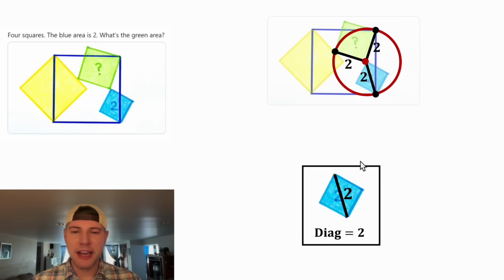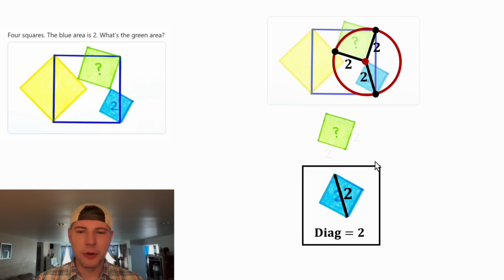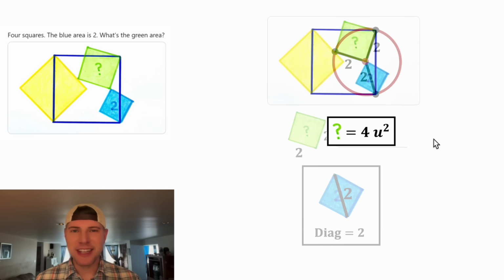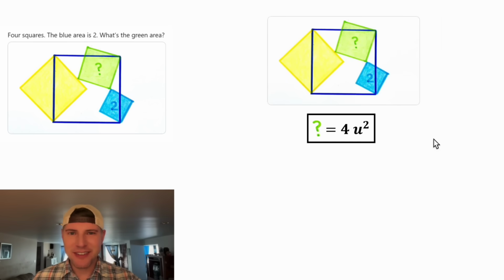And now we can find the area of this green square. Since the base and the height of this square are both equal to 2, the area of the square is going to be equal to 2 times 2. And that'll be equal to 4. We can give it a label of square units and put a box around it. And that is the answer to our question. In this given problem, the area of this green square is equal to 4 square units.